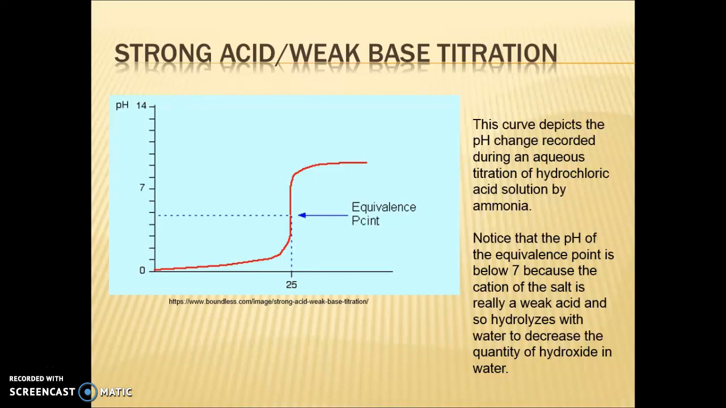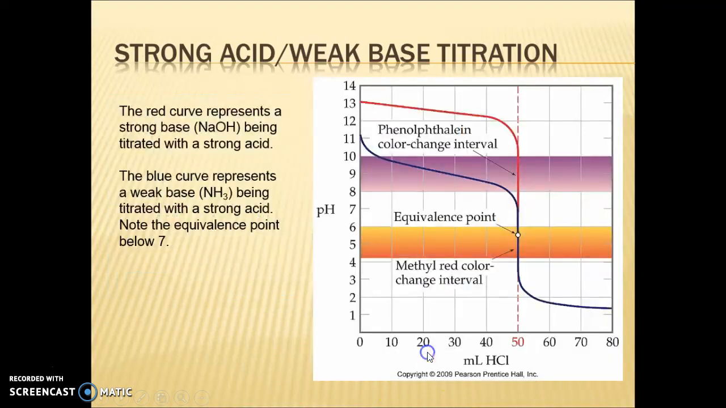So when you look at a titration curve, one of the really big tells is where that equivalence point is. If it's below 7, you have a strong acid with a weak base. If it's above 7, you have a weak acid with a strong base. And if it's at 7, you have two strong ones. If you are titrating two weak ones, it really depends on what the Ka and the Kb are.